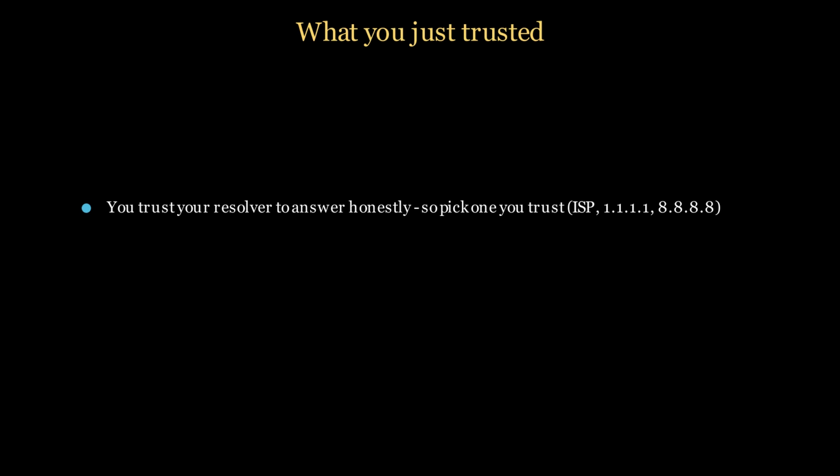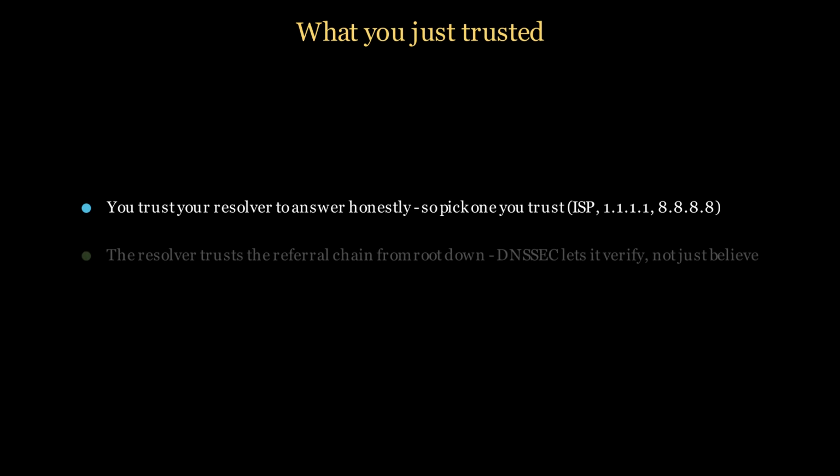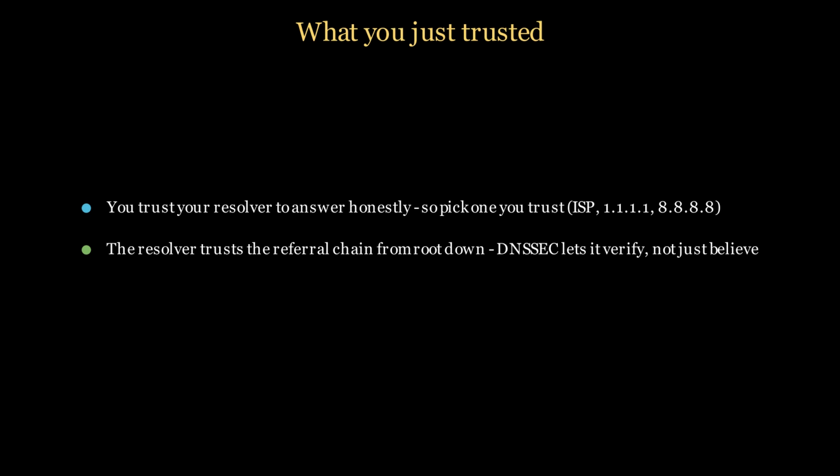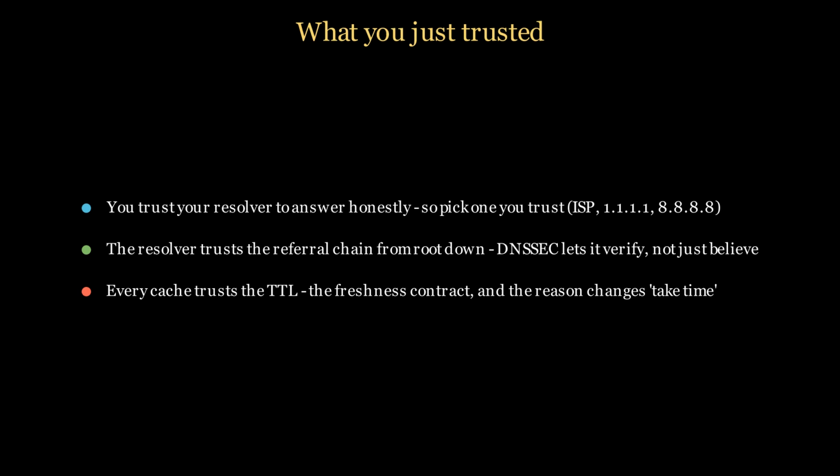Step back, and every DNS lookup is a chain of trust. You trust your resolver to answer honestly, which is why which resolver you use is a real security choice. The resolver trusts the referral chain from the root down. DNSSEC is what lets it verify that chain cryptographically instead of simply believing it. And every cache trusts the TTL. That number is the freshness contract for the whole system, and the honest reason a DNS change takes time to propagate.